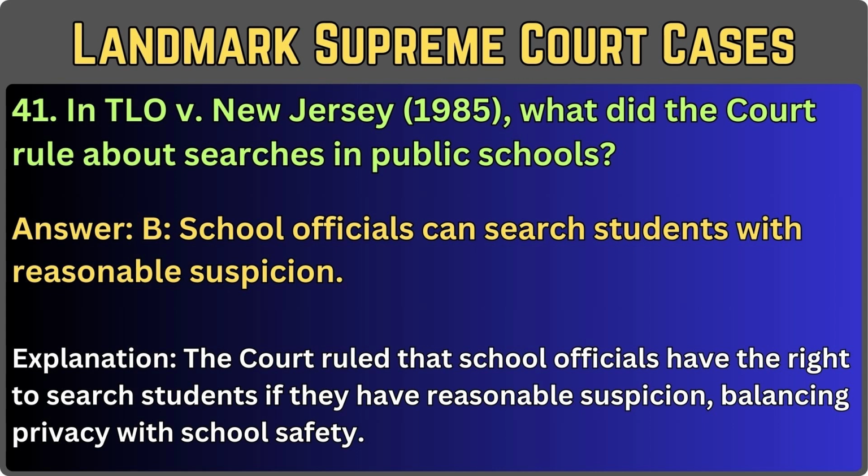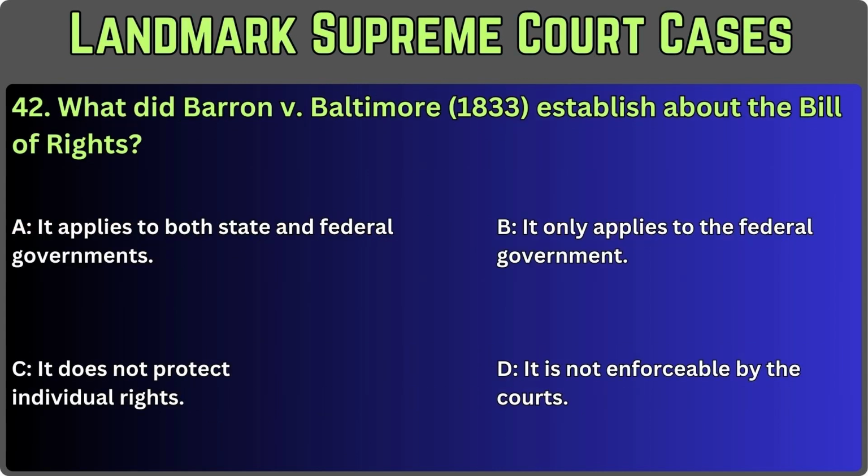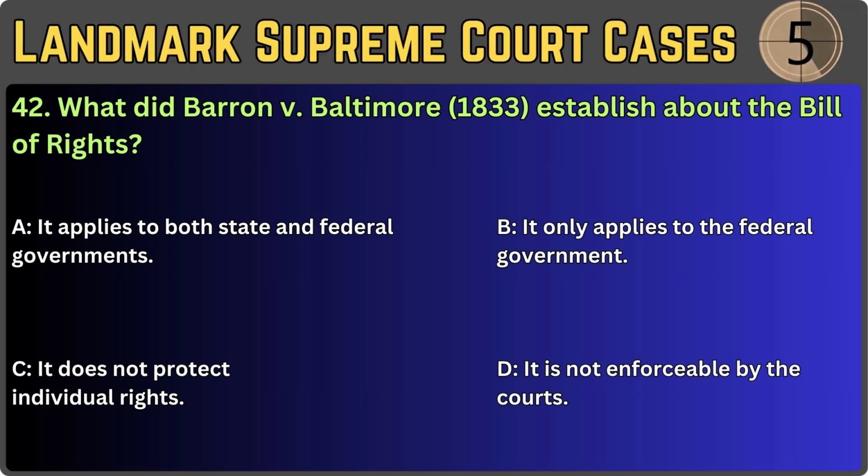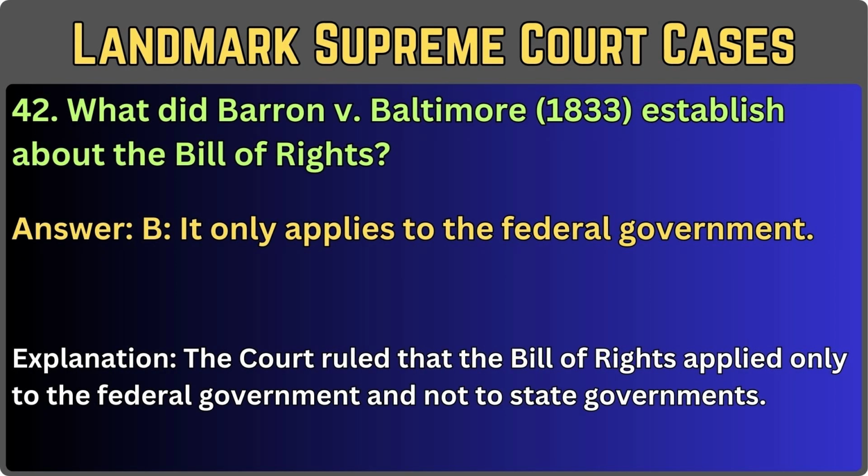42. What did Barron v. Baltimore, 1833, establish about the Bill of Rights? A. It applies to both state and federal governments. B. It only applies to the federal government. C. It does not protect individual rights. D. It is not enforceable by the courts. Answer: B. It only applies to the federal government. Explanation: the court ruled that the Bill of Rights applied only to the federal government and not to state governments.